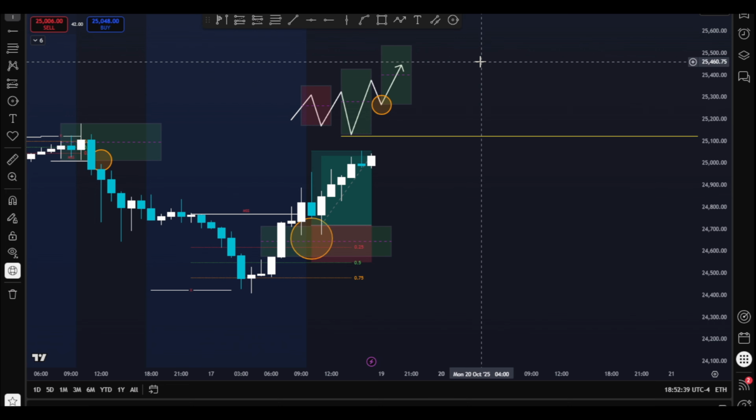All right. So hopefully this is helpful. You can give it a try, backtest on your own chart. Doesn't matter if you're trading gold or whatever currency pairs you're trading. It works the same.